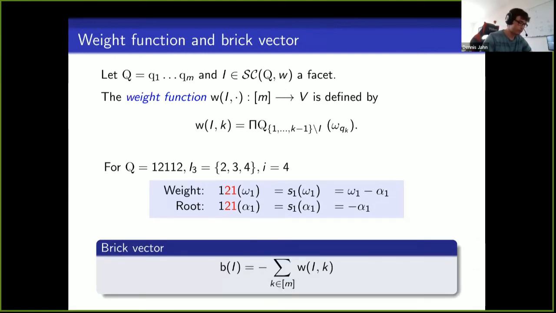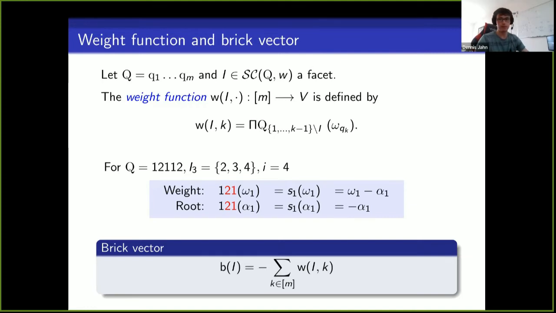The second important function is the weight function, and this is defined exactly as the root function, but instead of acting on the simple root, we are acting on the corresponding fundamental weight. So you can see here in this example, this is pretty much the same, but in the end we had s1 acting on omega 1, and this is omega 1 minus alpha 1.